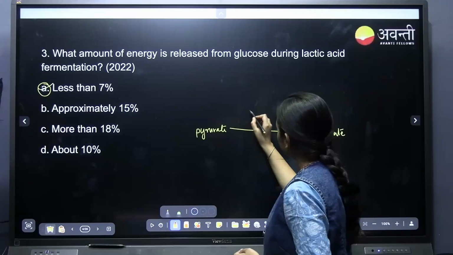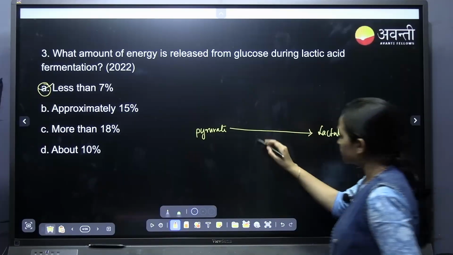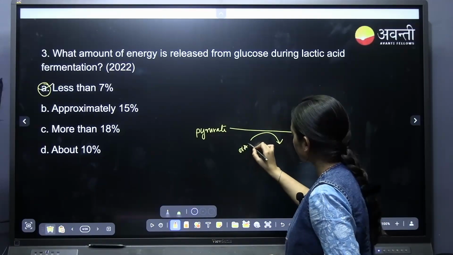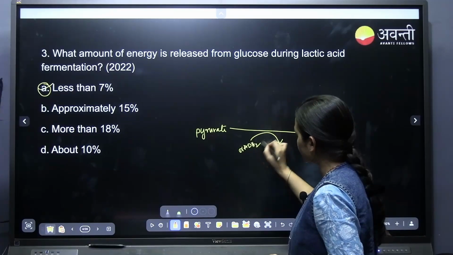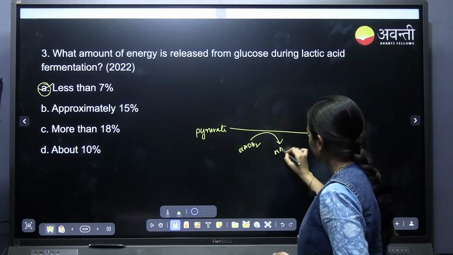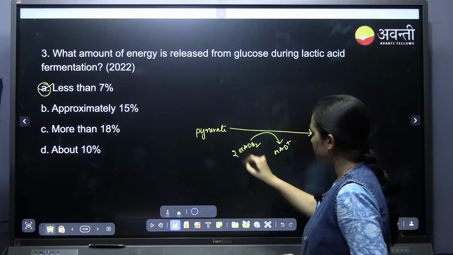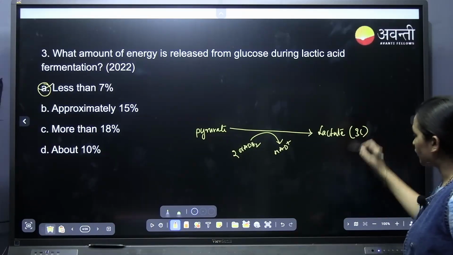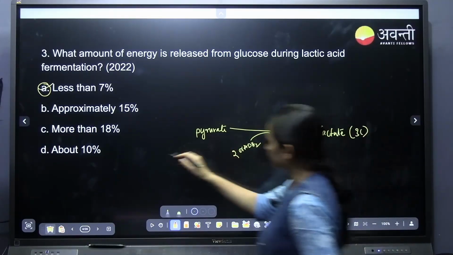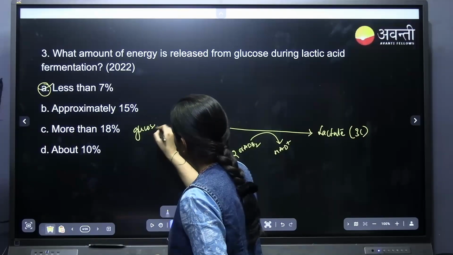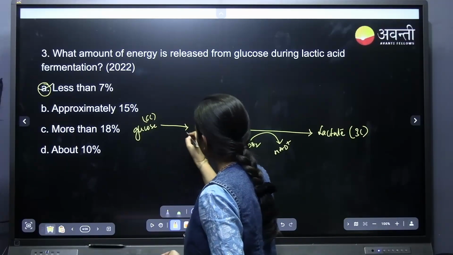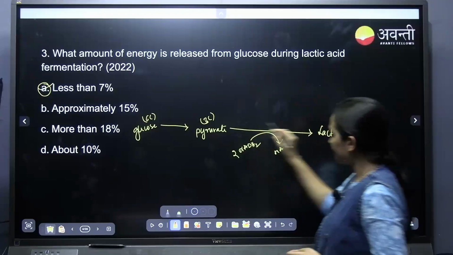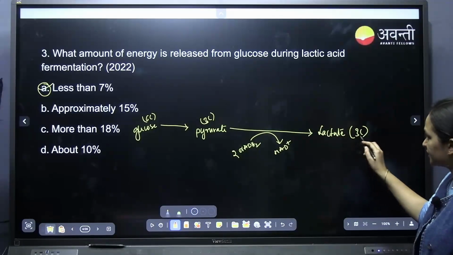Here, in this process, whatever NADH2 will be produced, it will be utilized. NAD, it will become NAD plus, isn't it? So, the lactate is actually 3 carbon compound. Here, the glucose, which was 6 carbon compound, it got partially oxidized to 3 carbon compound pyruvate, again to the lactate or lactic acid, that is 3 carbon compound.